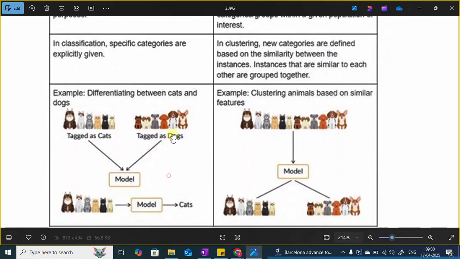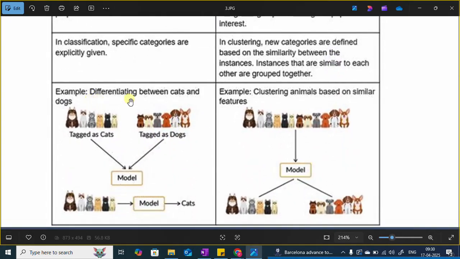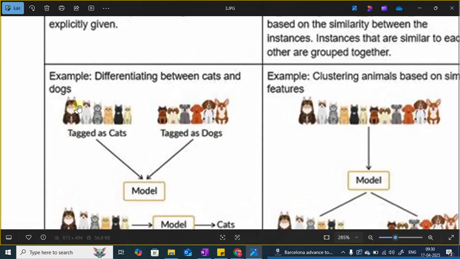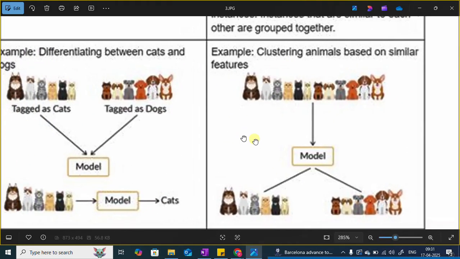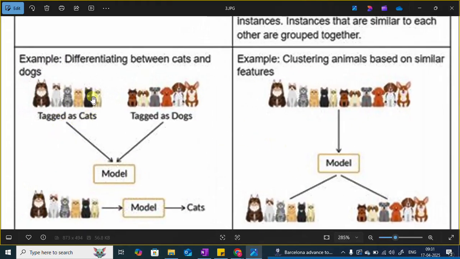Now you can see an example, differentiating between cats and dogs. Here I have taken some pictures of the cat. Here I have taken some pictures of the dog. Now I am giving you a model. Whenever I give some unknown data, based upon the similarity features, my model will predict that these all belong to cat only. Now you can see this same image belongs to cat. But in case of clustering, guys, with labeled data, I am telling this is a cat, these are a dog.